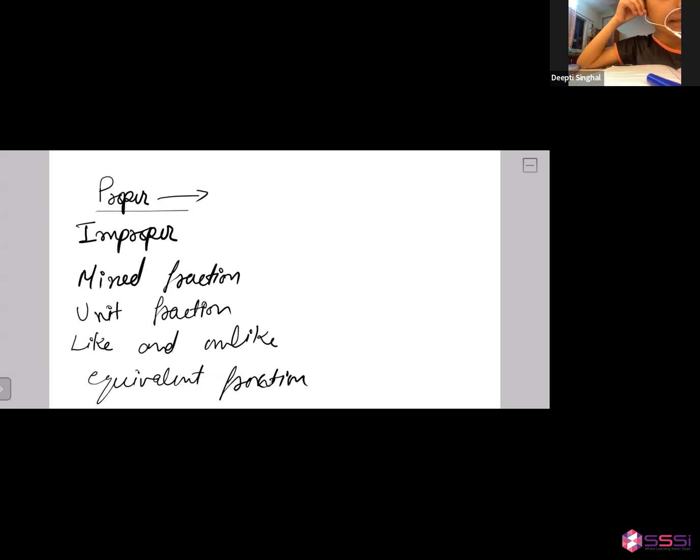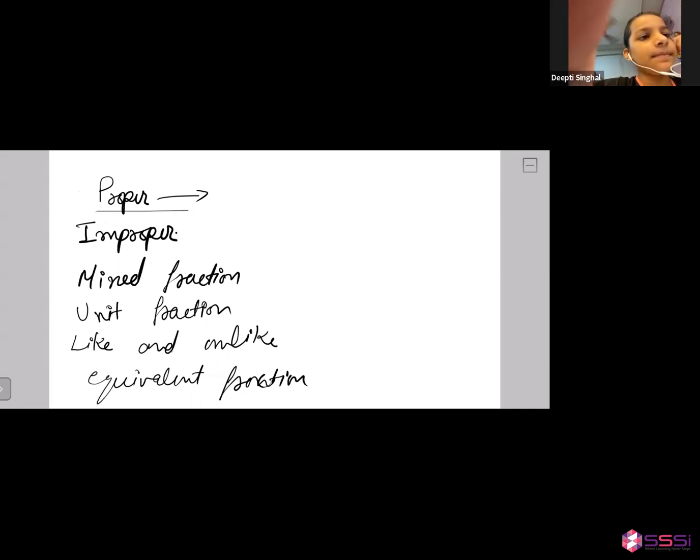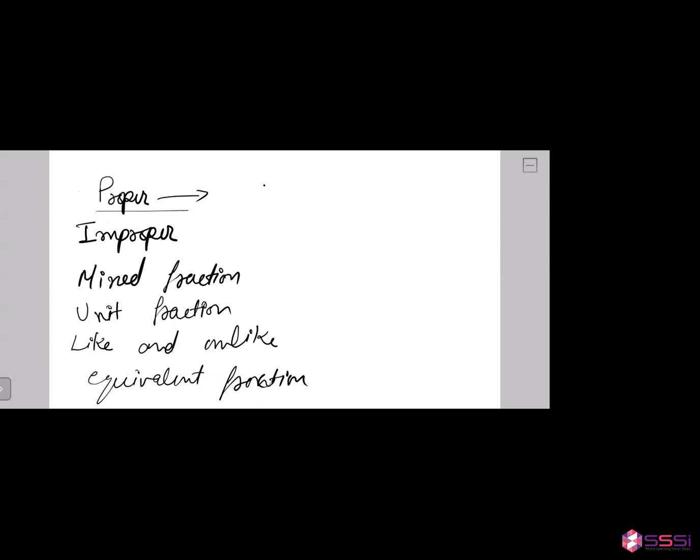Yes, ma'am. What is a proper fraction? You have done this in 4th grade, na? Divyanshi, what is a proper fraction? Give me an example. I am not asking for the definition. Give me an example.